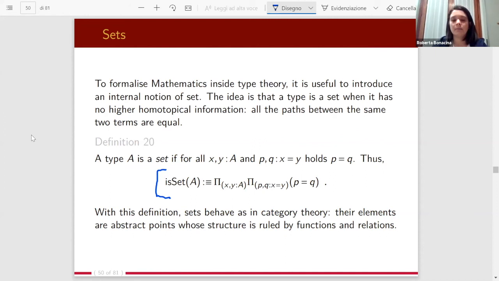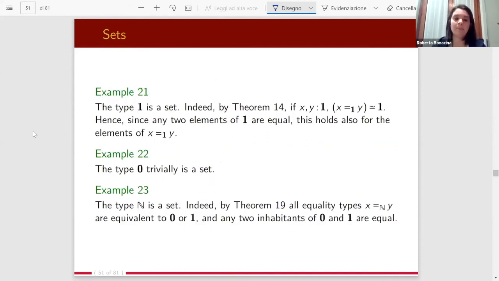And with this definition, we have that sets behave in a sense as in category theory, because their elements are abstract points whose structure is ruled by functions and relations. Now let us see a few examples. We have that the type 1 is a set because by the theorem that we have seen about the equality on 1, if x and y are terms of type 1, then their equality type is equivalent to 1. And so since any two elements of 1 are equal, this holds also for the elements of the equality type x equal y. Then, of course, 0 is trivially a set.